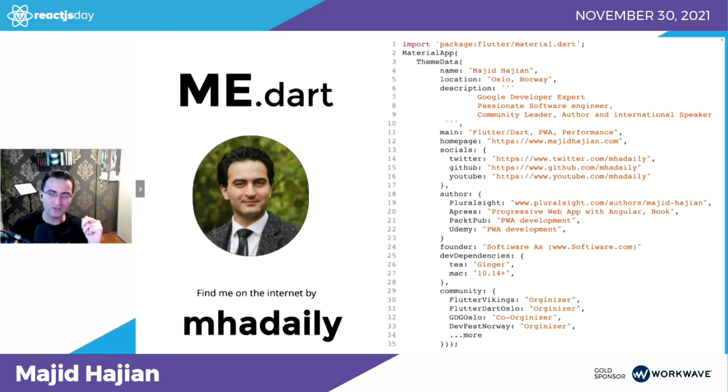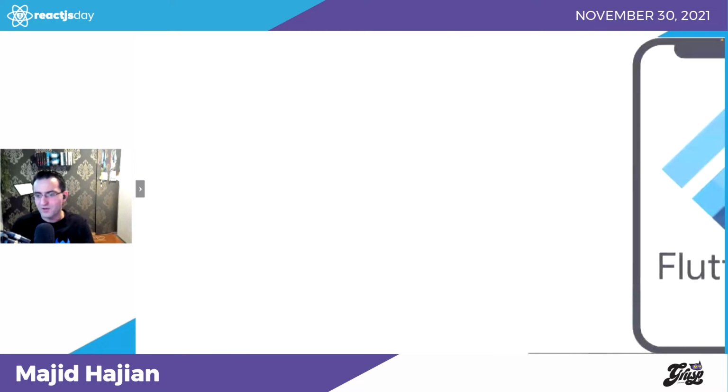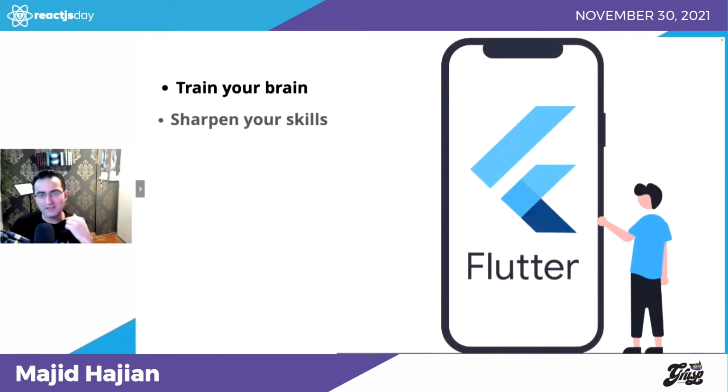I was introduced before, but let me quickly introduce myself again. My name is Majid Hajian. I'm based in Oslo, Norway. I am a Google developer expert and a passionate software engineer, probably just like many of you right now in the call. I organize different meetups and conferences, and I write books and tutorials and make videos in different places. So enough about me, let's talk about Flutter.